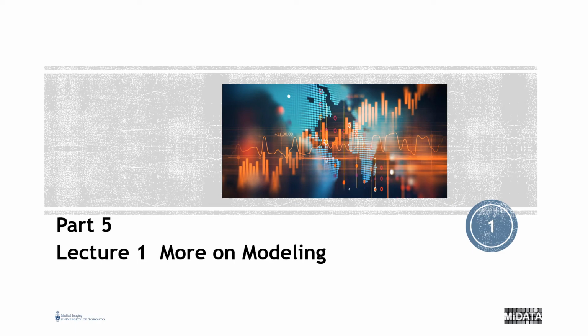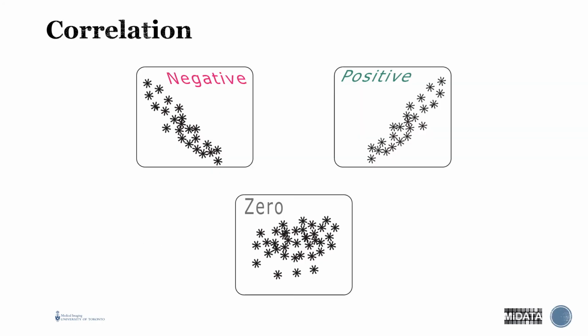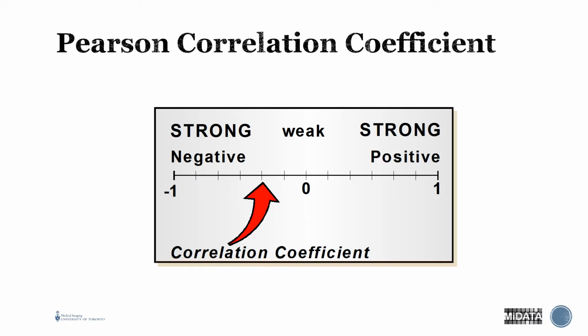Okay, we're back for more on modeling. Correlation varies between -1 to +1, with 0 being the, oh darn, I have no relationship between my variables. Now I'm happy to report that you are all capable of calculating the Pearson correlation coefficient. Fantastic.